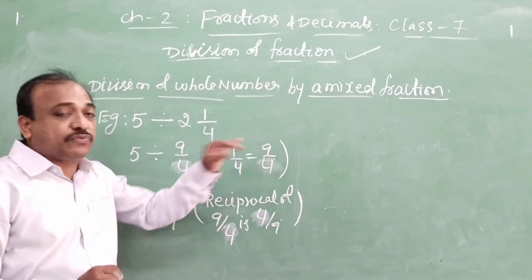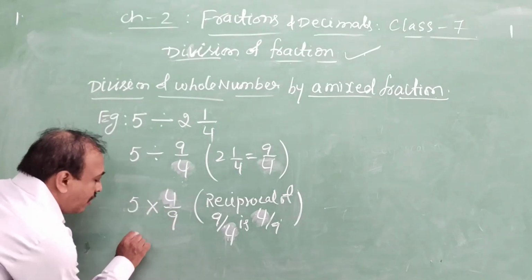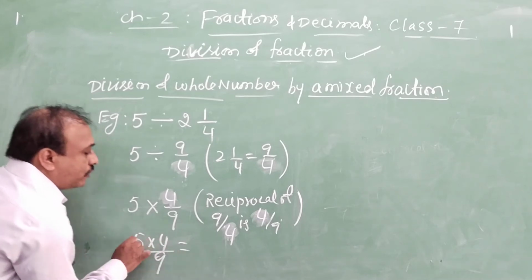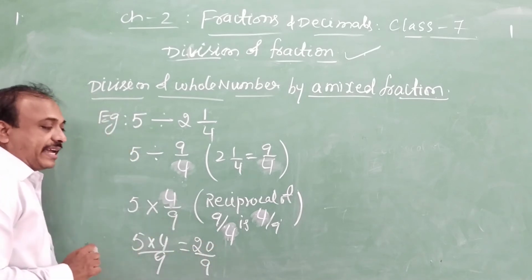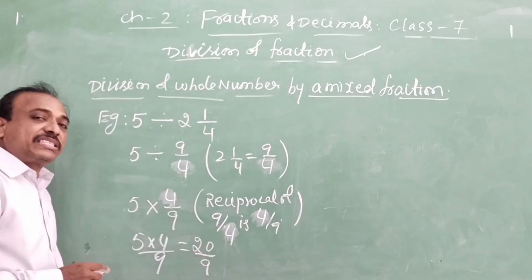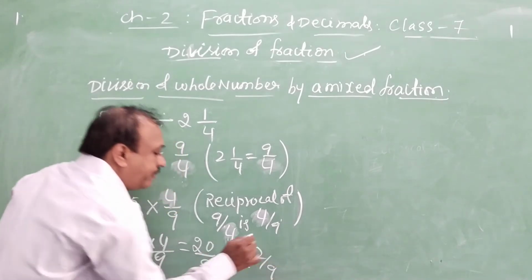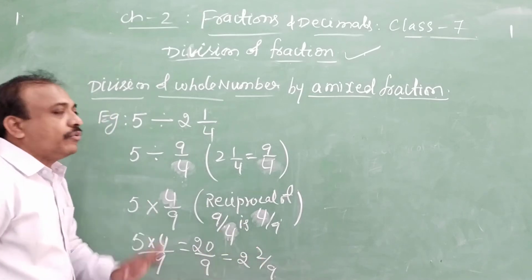4 2s are 8, 8 plus 1 is 9. So 5 into 4. Now we know the product, how to do it. 5 into 4 by 9. 5 4s are 20, so 20 by 9. This again you can convert into a mixed number. 9 2s are 18, so 2 by 9. 9 2s are 18, 18 plus 2 is 20. This is how we find it.